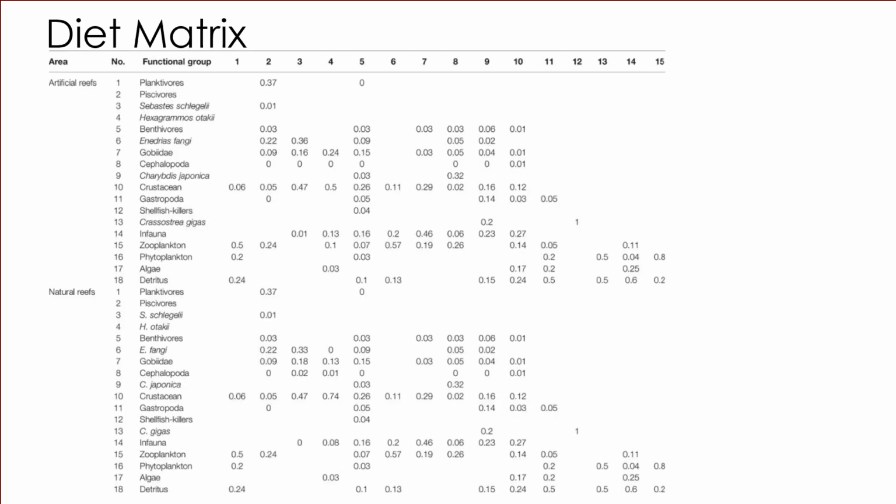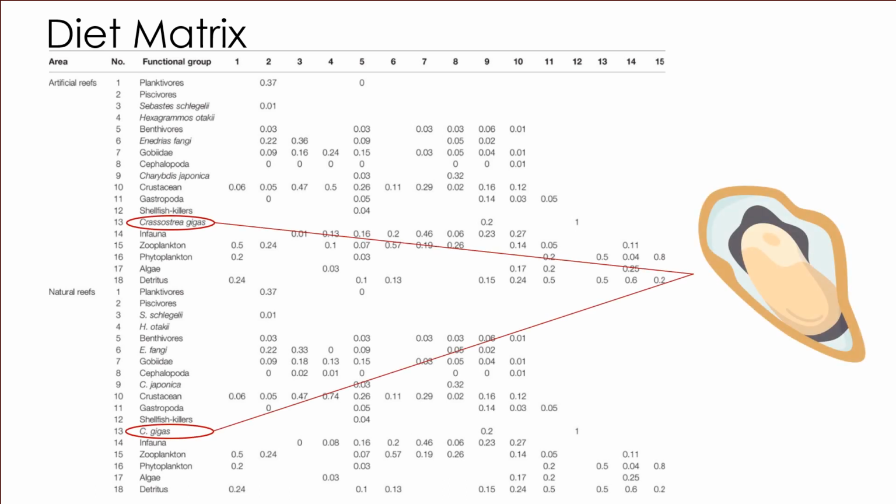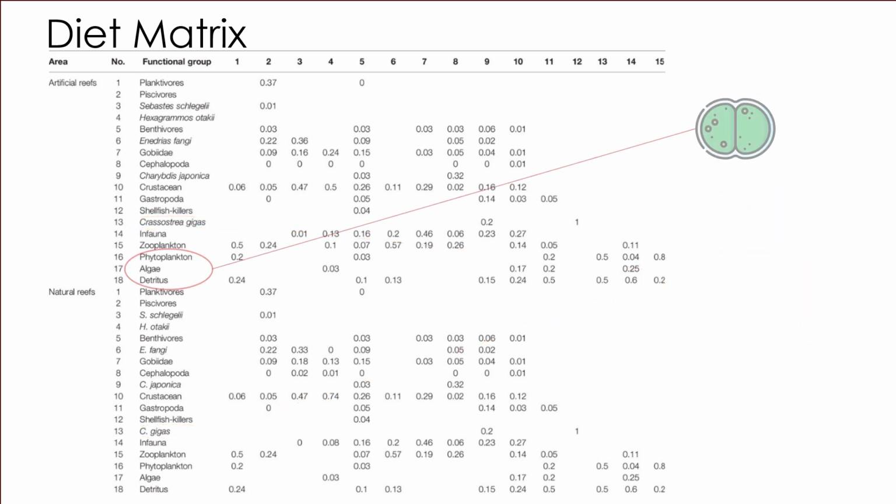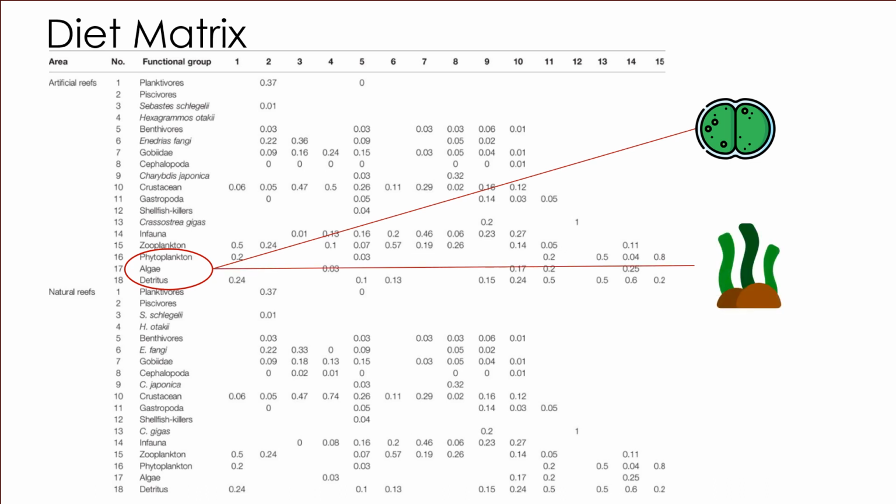For the model, they used two different diet matrices for the artificial and natural reefs. Notice there are 18 different groups instead of the 15 we used for Smith's Lake, and some of these groups are single species. For example, Crassostrea gigas, also known as the Pacific oyster. Like our Smith's Lake model, they also had three different primary producer groups, namely phytoplankton, algae, and detritus.